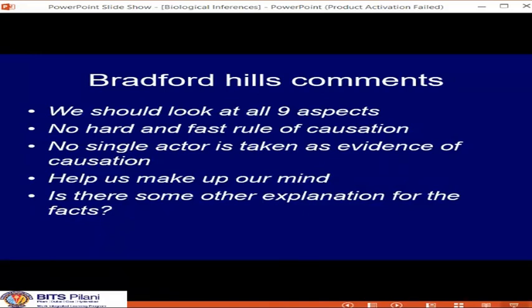And we should always have in the back of our mind, is there some other explanation for the facts before me? Often people jump to conclusions about causation only to be proven wrong, mainly because they didn't ask this question, is there some other fact to explain what I am finding here?